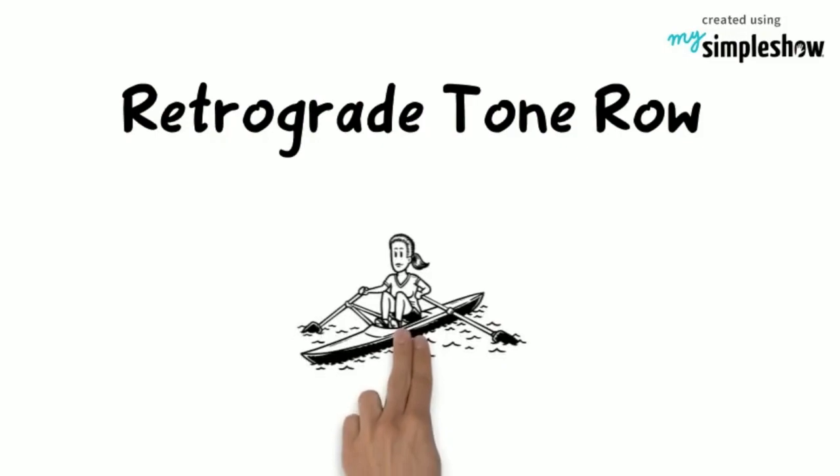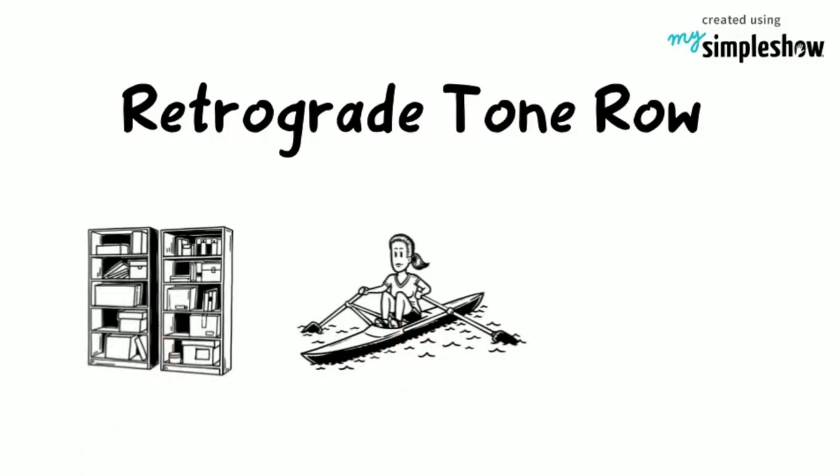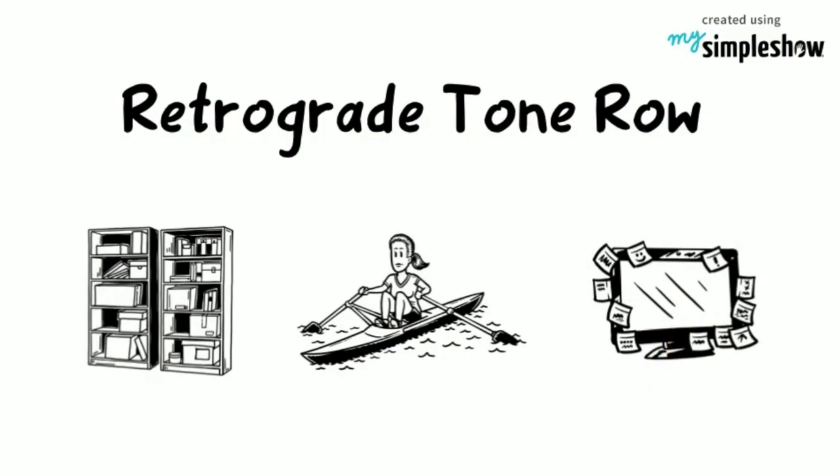Retrograde tone row. A retrograde tone row is basically the prime tone row in reverse order. For example, the last note of the prime must be the first note of the retrograde, and the first note of the prime must be the last note of the retrograde.